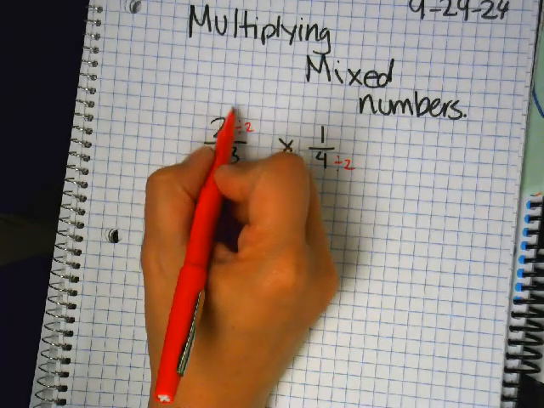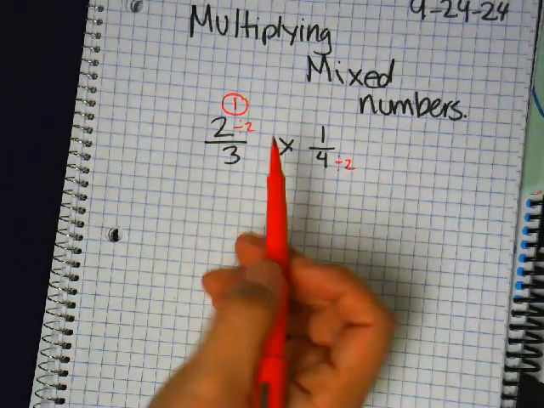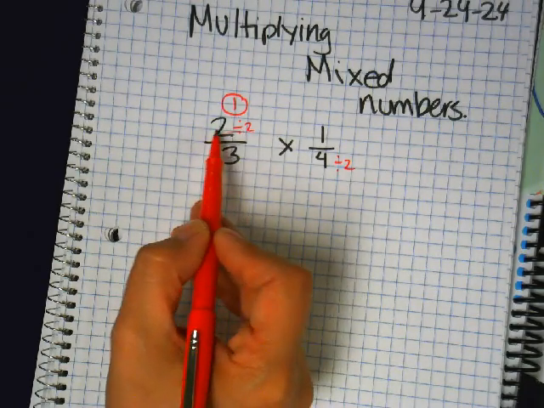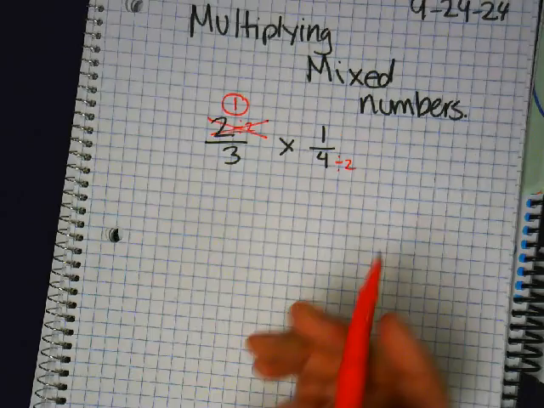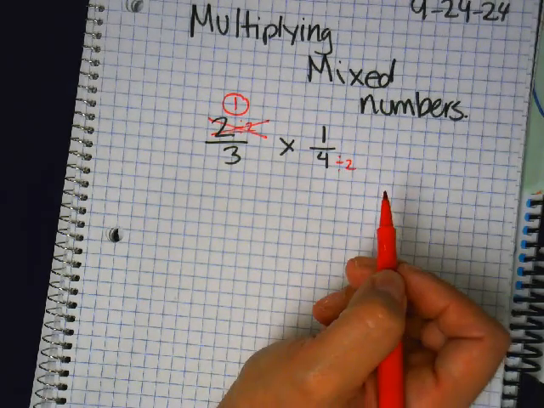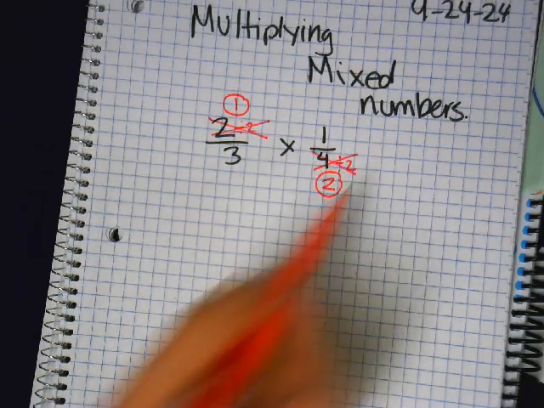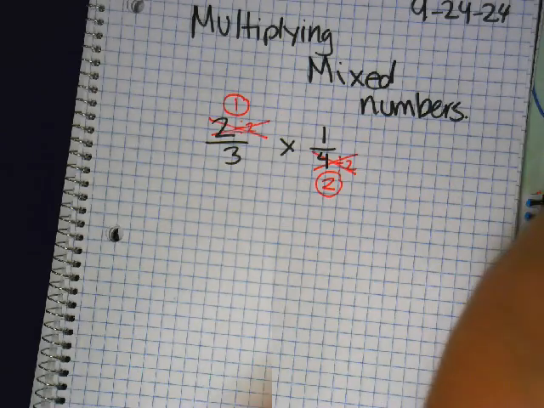So what some students didn't do second period was they didn't cross this out. Once you simplify and divide by 2, we don't need this anymore. What's 4 divided by 2? 2. So we don't need the 4 anymore. It's gone. Then we multiply.